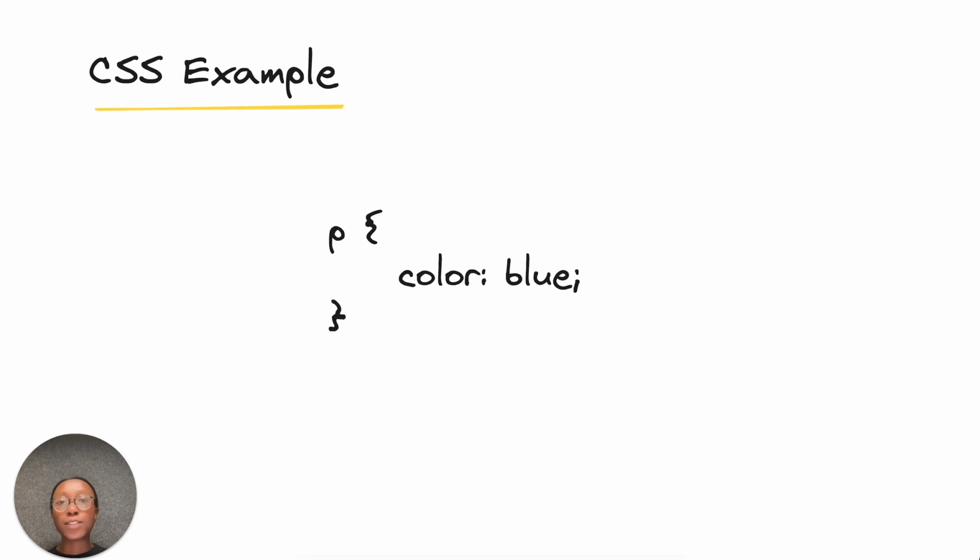The rule set has two main parts. A selector is the HTML element name, class, or ID that's at the start of the rule set. It defines what within the HTML document should be styled.